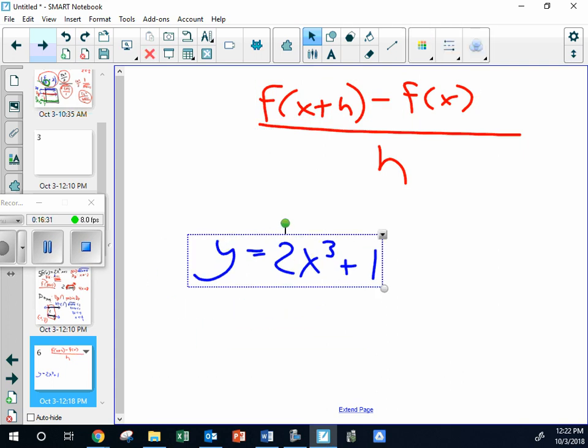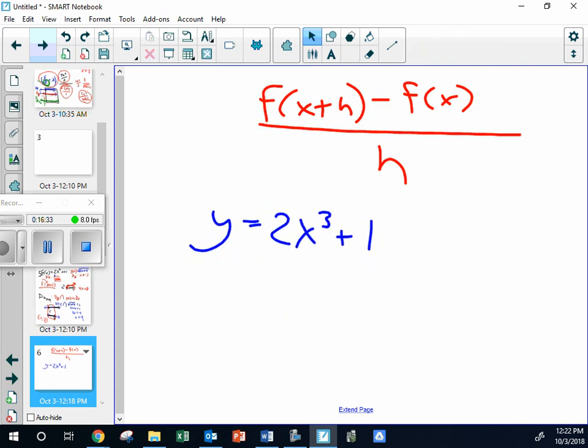Try this function and find the difference quotient of it. Basically, it means stick in x plus h and then follow the rest of the formula here. We've done this. We've practiced this. You may have forgotten it, but this is the review day, so fight your way through it.